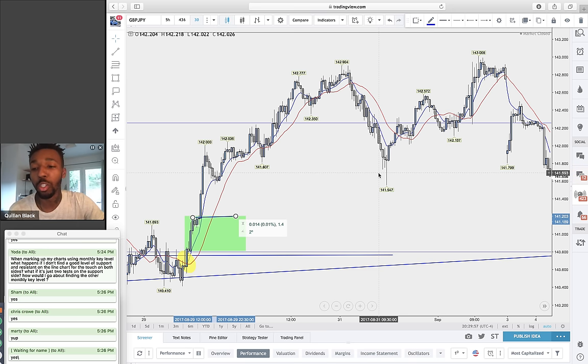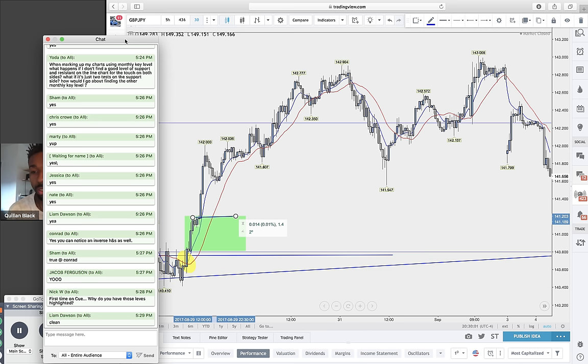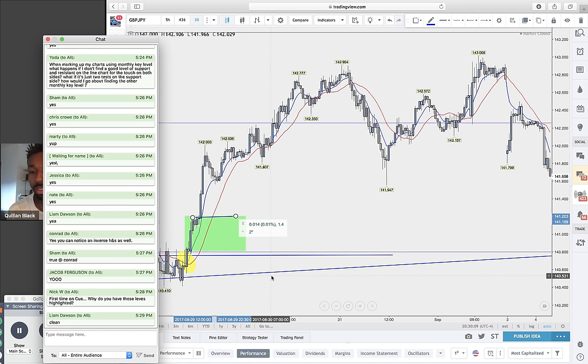Yo, mute your mics. Yeah. Why do you have those levels highlighted?